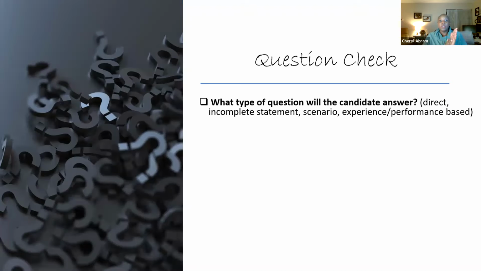Now, this is what you're going to be looking for in any question that you come across, especially those where you're not sure, because there are going to be questions where you just know the answer right off the bat. Some, it's like Cinderella, you never read it. So now what do I do, right? This is what you're going to look for. First, what type of question will the candidate answer? You, the candidate, we're looking at you now.